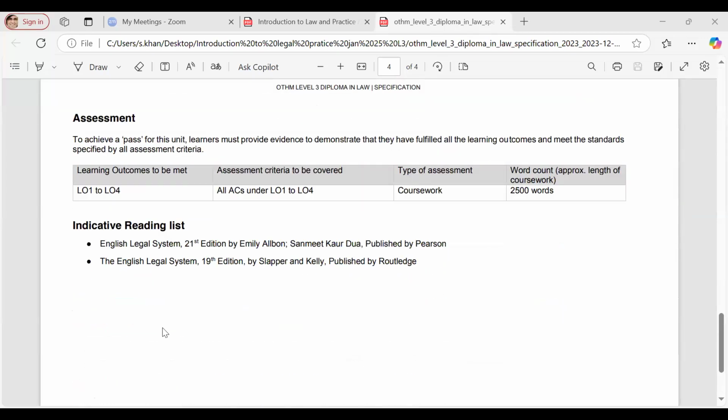So the indicative reading list is English Legal System by Emily Alban and Samrit Kaur, and the English Legal System by Slapper and Kelly as well. There could be some extra additional resources on Moodle that you could get as well. So have you got any questions around the module specification? This is available for you on Moodle, so you don't need to ask to email this. It's all on Moodle. I'm just going to show you quickly the assignment, and I'm not going to go through it because the assignment discussion will be done in the last week, okay?